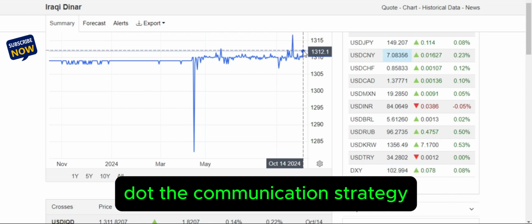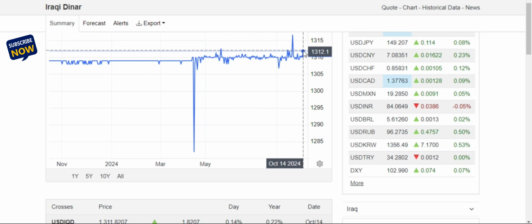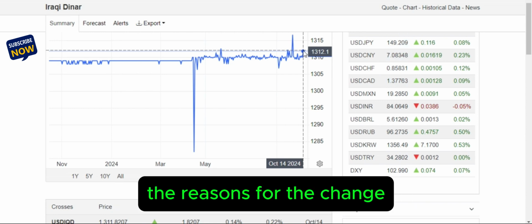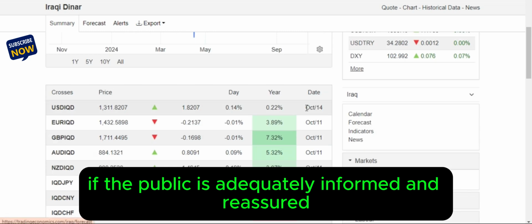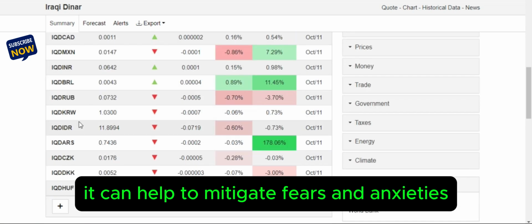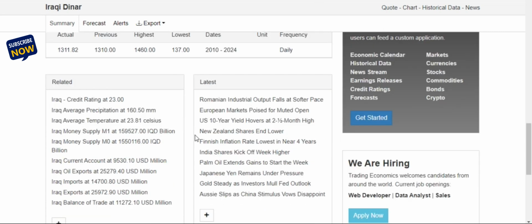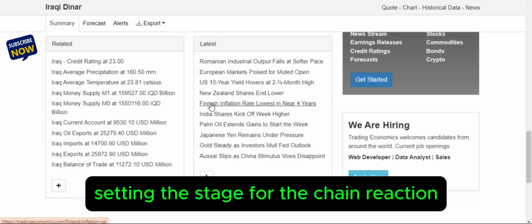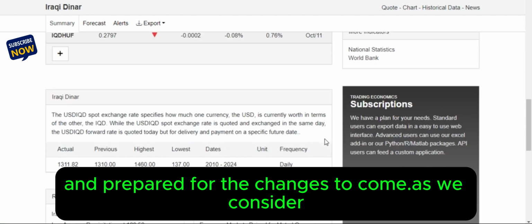The communication strategy surrounding the introduction of a new exchange rate is vital. Governments and central banks must effectively communicate the reasons for the change, the expected outcomes, and how it will impact everyday citizens. If the public is adequately informed and reassured, it can help to mitigate fears and anxieties associated with the transition. This communication can be likened to setting the stage for the chain reaction, ensuring that all participants in the economic system are aware and prepared for the changes to come.